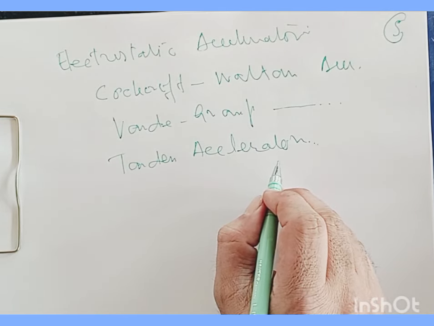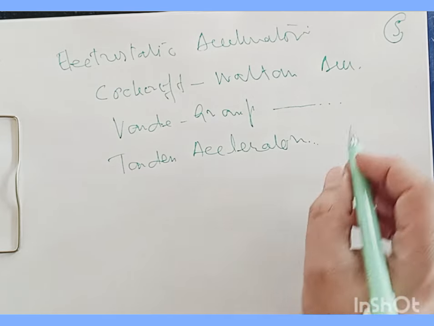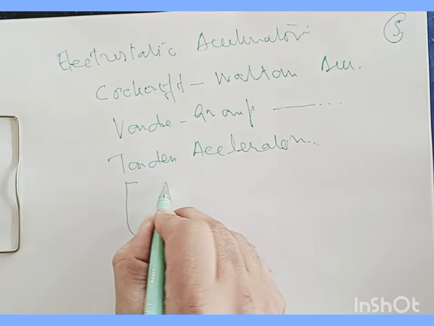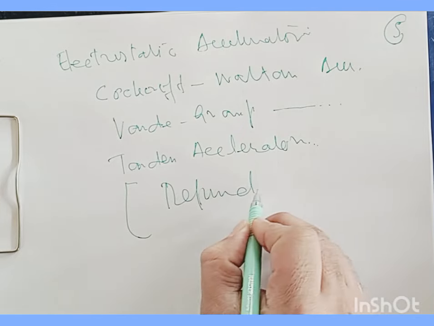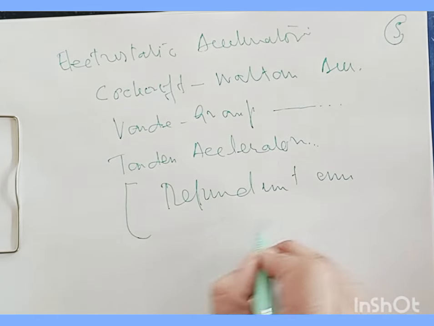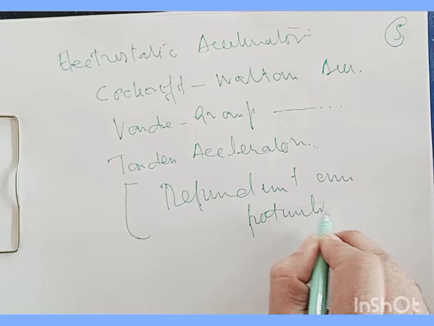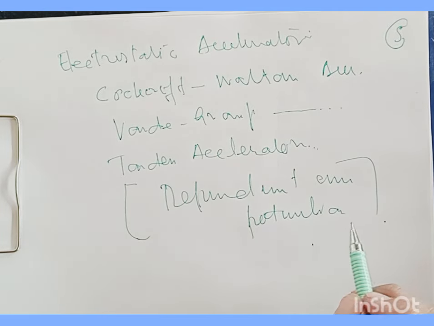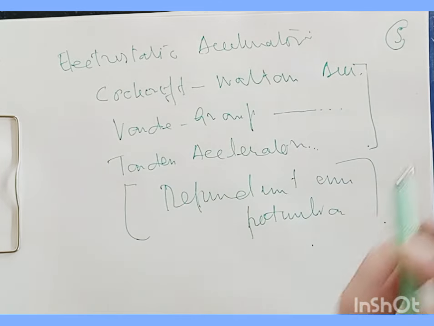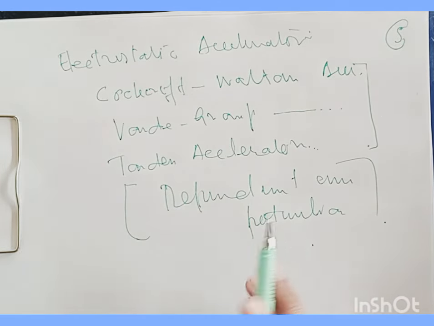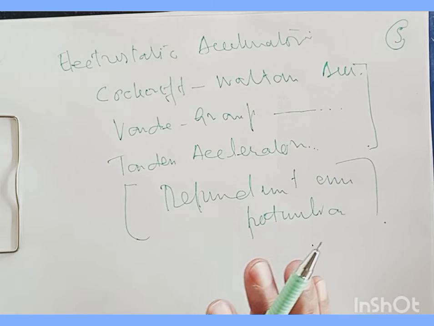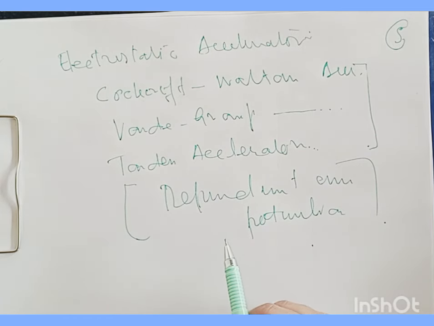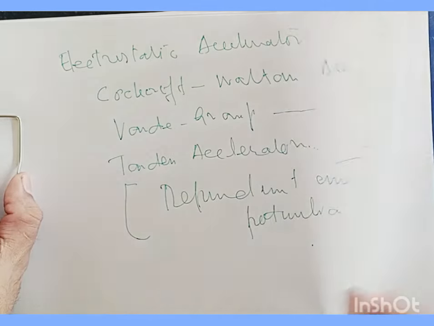And the value of electrostatic potential fixes the final energy. It is dependent on potential. So potential is something that fixes the energy of these charged particles, and these accelerators are purely based on electric field. That's why we call them electrostatic particle accelerators.